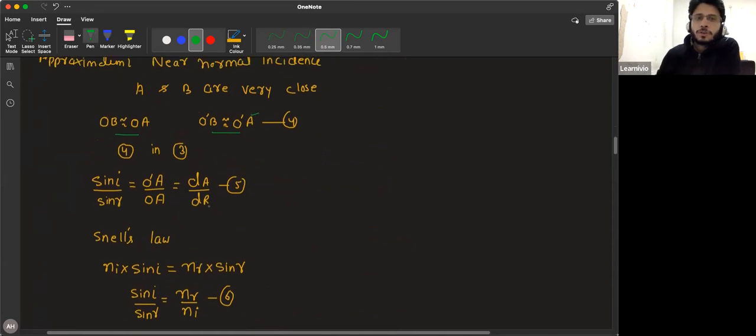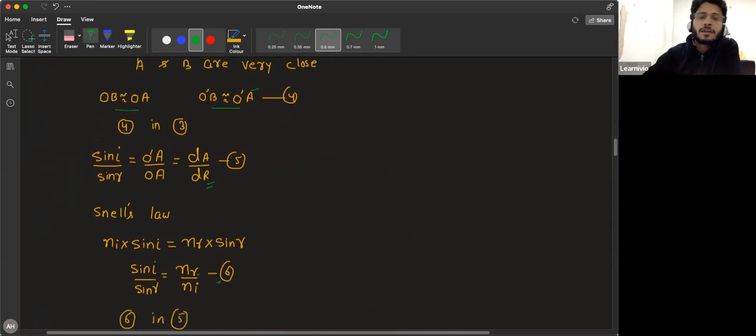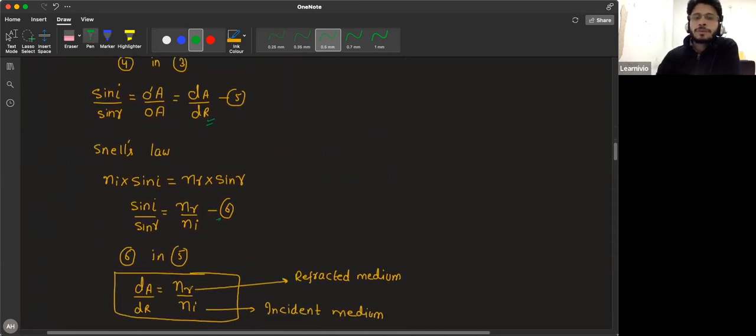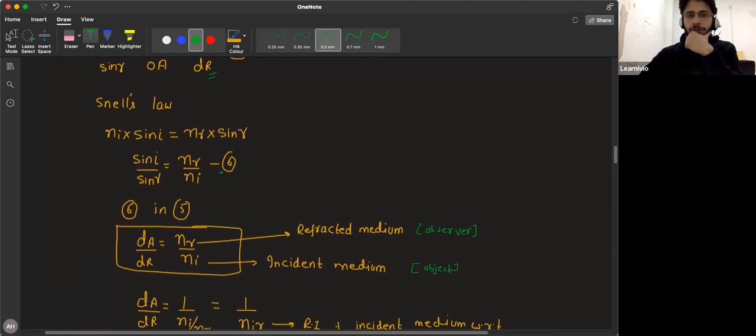Now you can equate this equation and this equation. So you can write that dA by dR is Nr by Ni. So apparent depth by real depth is the refracted medium divided by the incident medium. I'm saying again, refracted medium means the medium which has the observer. Incident medium means the medium which has the object. So this is the relation between the apparent depth, real depth, and the refractive indices.